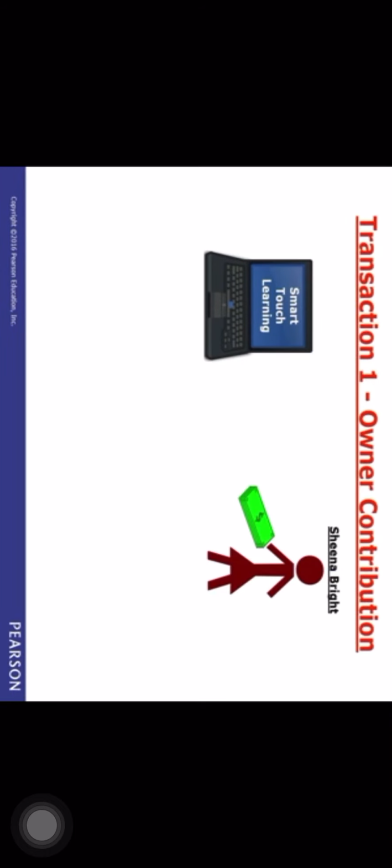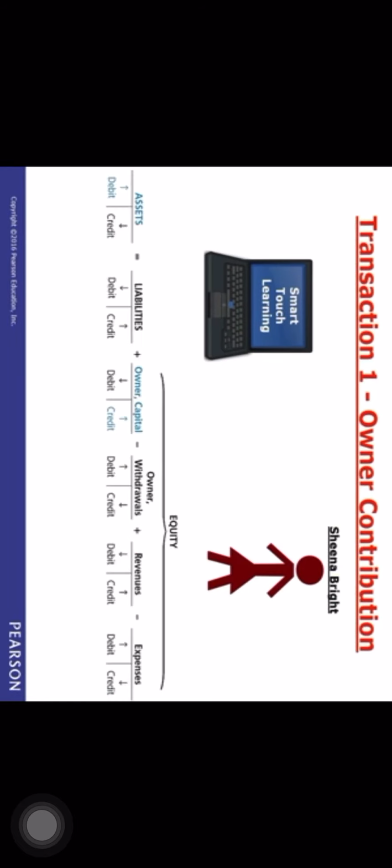So here we are again with our first transaction, where Sheena Bright contributes $30,000 to start Smart Touch Learning. Looking at our accounting equation, cash is being increased by Smart Touch Learning, and the owner's capital account is also increasing because of the owner contribution. Because cash is an asset, cash will be increasing on the debit side, and because owner's capital is on the right-hand side of the accounting equation and increases equity, the capital account, the dollar amount, will be put on the right-hand side, the credit side.